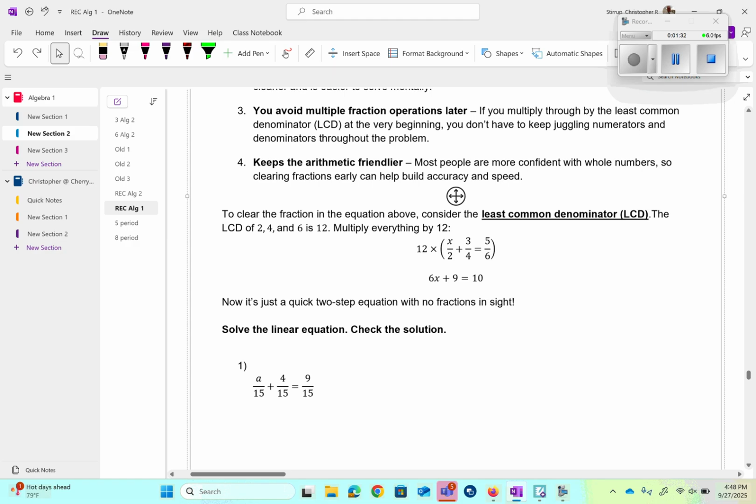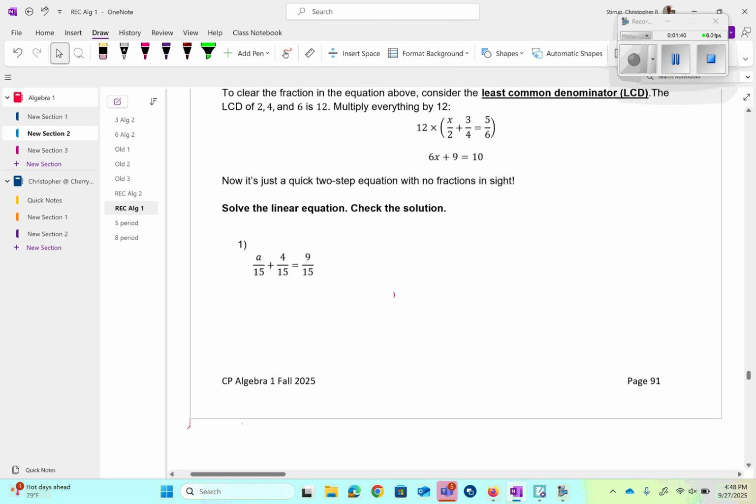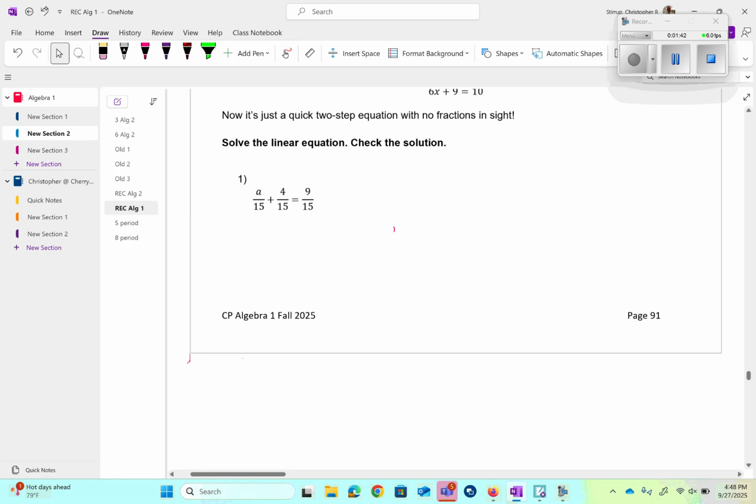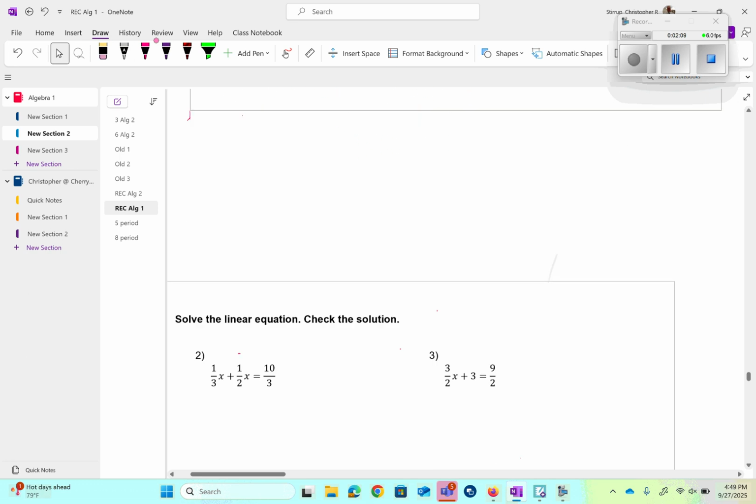Take a look at problem number one. This very first problem is very simple as it's set up because you have the same bottom number. The denominator is the same. So watch this. If I multiply everything by 15, the 15 here cancels out and that leaves me a. This 15 cancels out, leaves me plus 4. This 15 cancels this out, makes it 9. So subtract 4 from both sides. You have a very simple problem, just getting a equals 5, which is pretty cool.